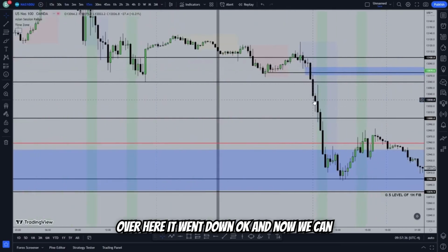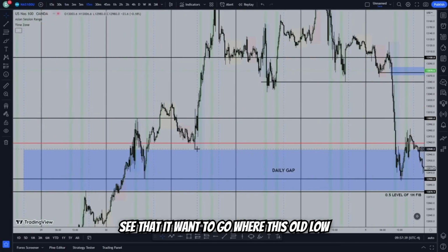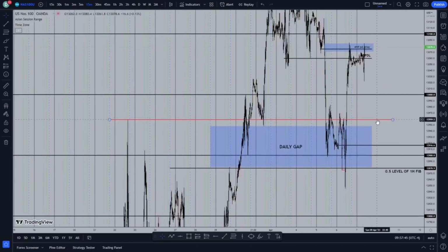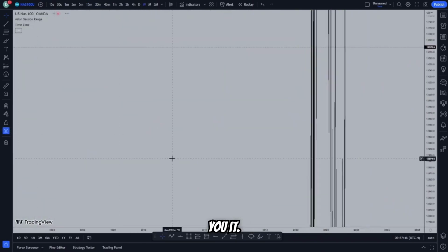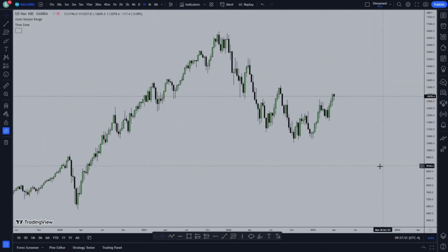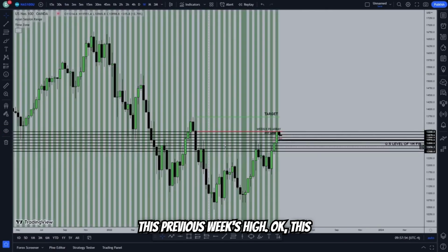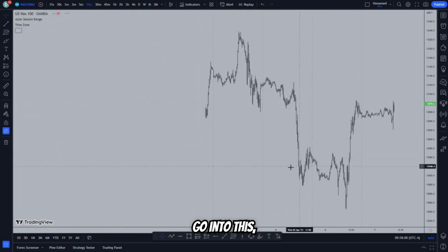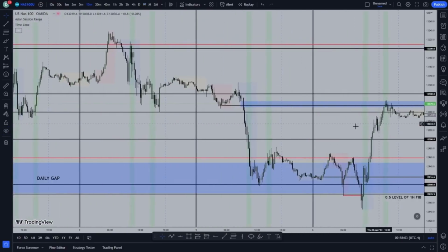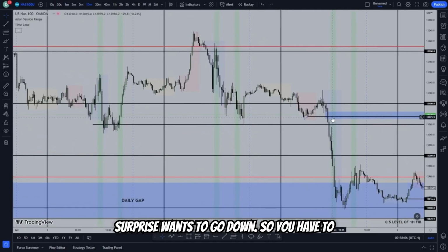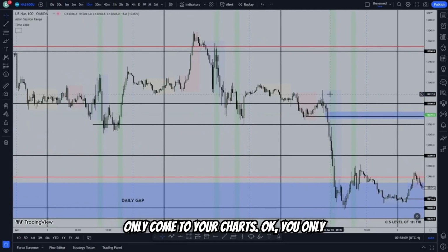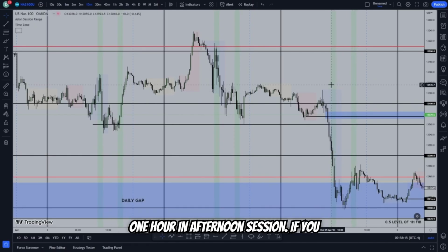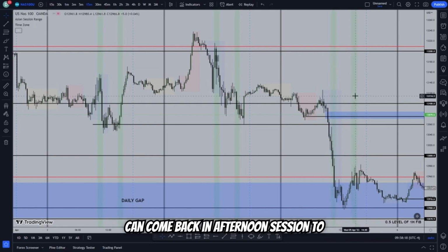Look over here, it went down, okay, and now we can see that it wants to go to this old low, and over here there is this previous week's high, okay? So price wants to go down, and you only have to come into your charts, okay? You only have to monitor your charts 1 hour a day, 1 hour in the morning session or 1 hour in the afternoon session. If you have missed the morning session, you can come back in the afternoon session to take some trades, okay?